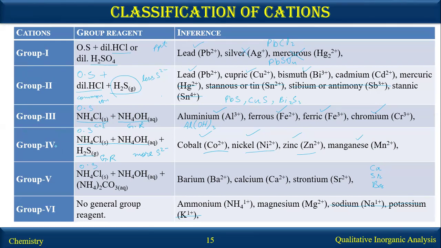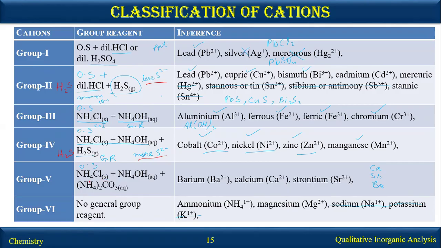So the group reagent for both of these groups is H2S. But here fewer sulfide ions are required and here more sulfide ions are required. So that's why we can analyze in a better way.